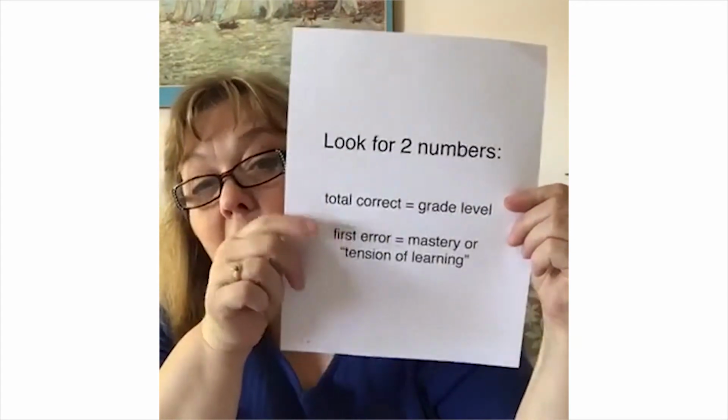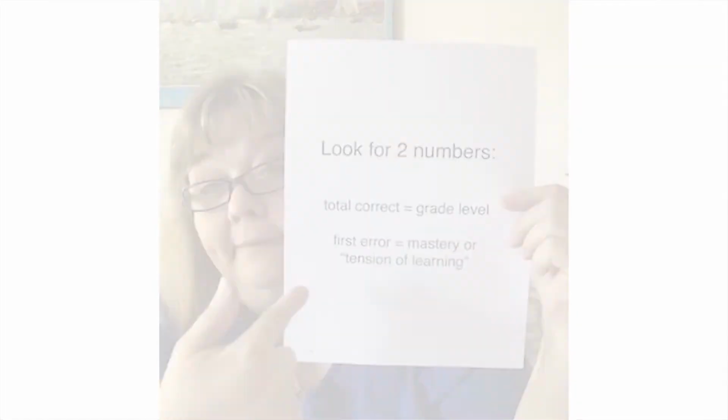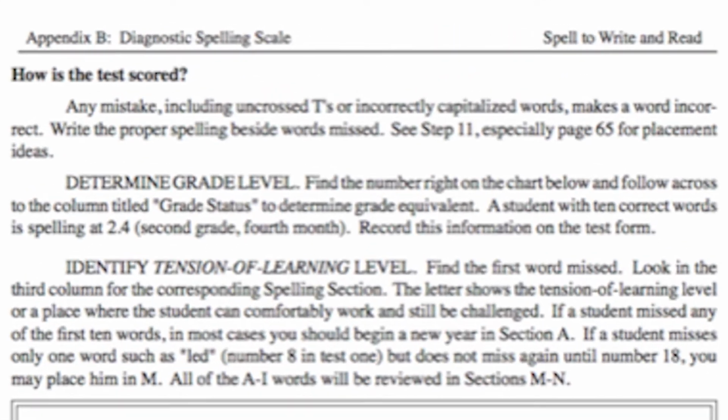Now, if you're taking notes, this is a good thing to write down on page 198, right at the top of the page. If you've got your book, or when you download it from the website, you can write it up there. Total correct equals grade level. First error equals, I like to call it mastery, but in the book it's referred to as tension of learning. That's what we're looking for.